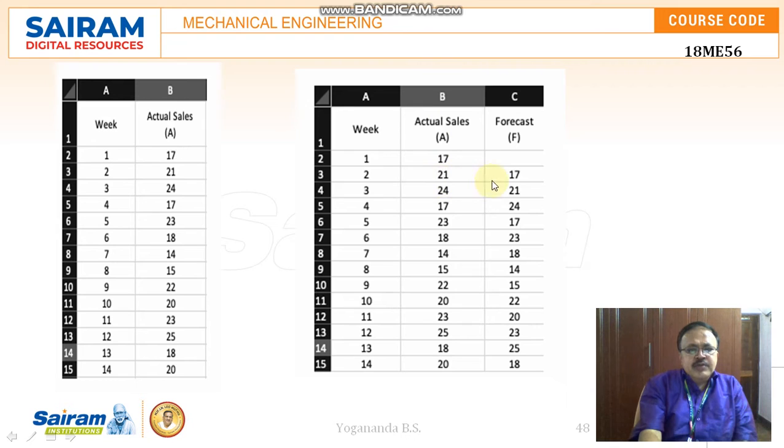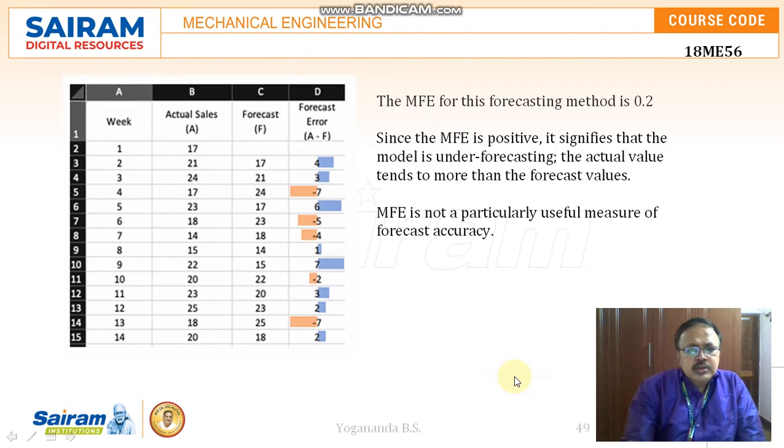For the first week, there is no data available, so it is left blank. In the 13th week, the actual sales is 18, so in the 14th week he assumed that the sales is going to be 18 units. Now, taking the difference between the forecasted value and the actual sales, here I don't have any value for the forecast, so leave it blank.